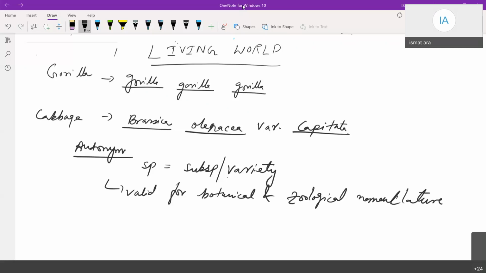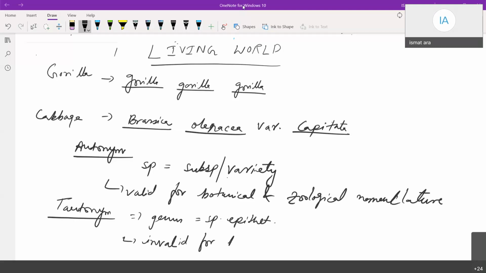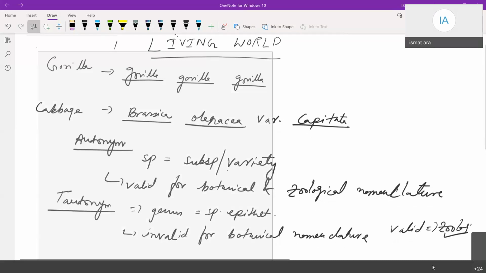Now, next one is tautonym. Tauto. That is when genus and species epithet are same name. Now, it's invalid for botanical nomenclature, but valid for zoological nomenclature. So this is totally okay. Clear with this? Clear with this, students?